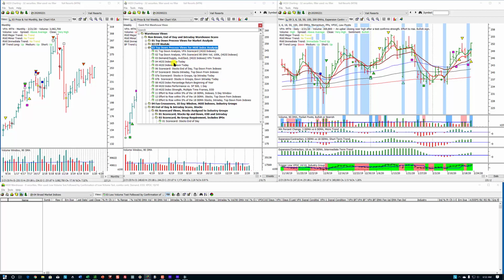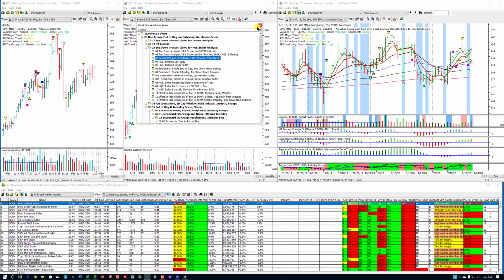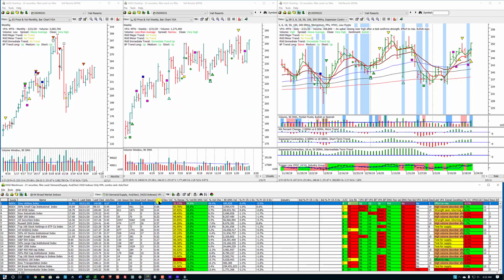I'm going to go to demand supply, which is view number 3, and there is a combo rank attached to each view and also a filter. These are the 21 groups that are contained in my broad market indices. And the sort is on the raw combo, advancing issues versus declining issues.